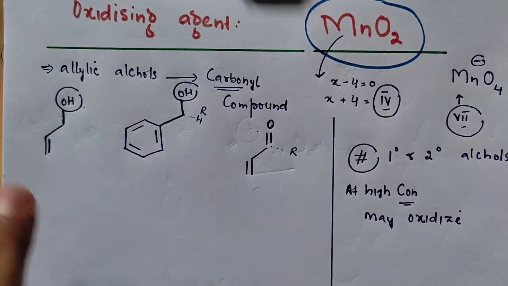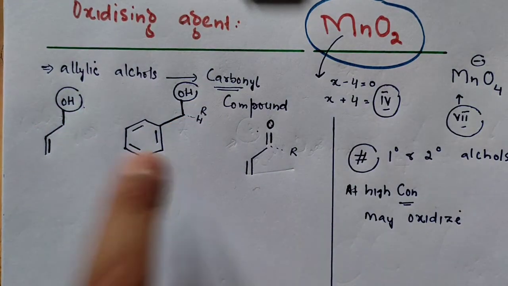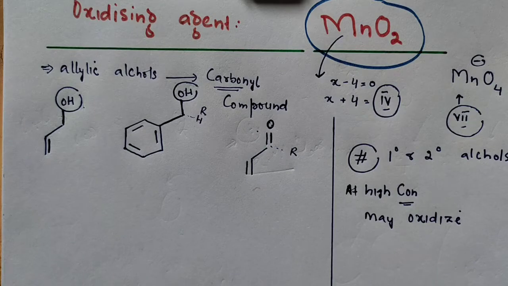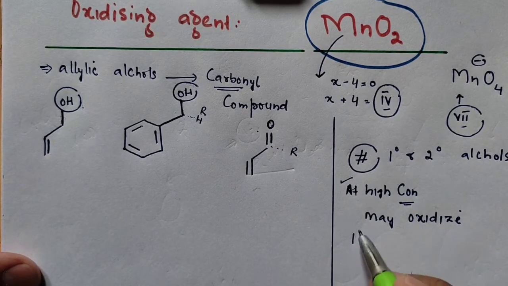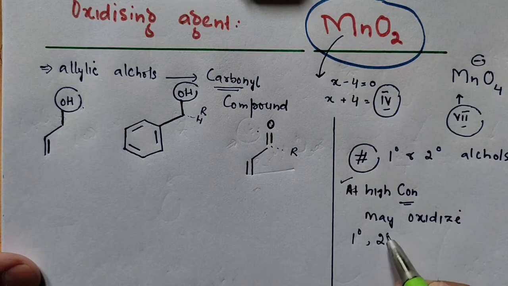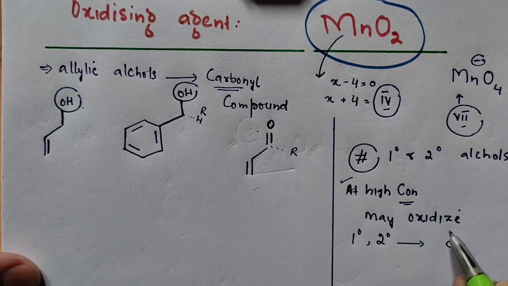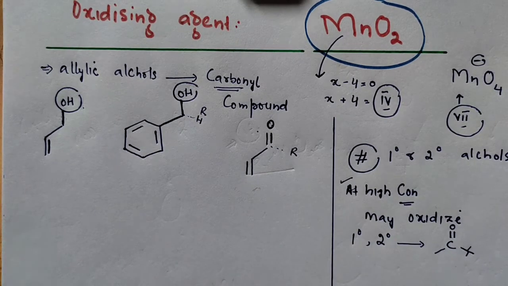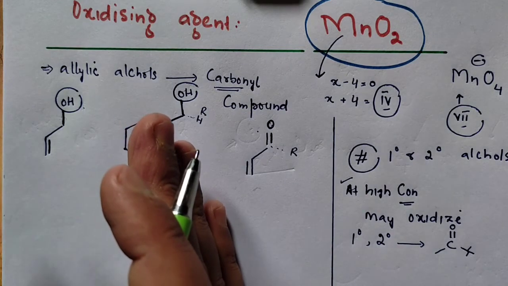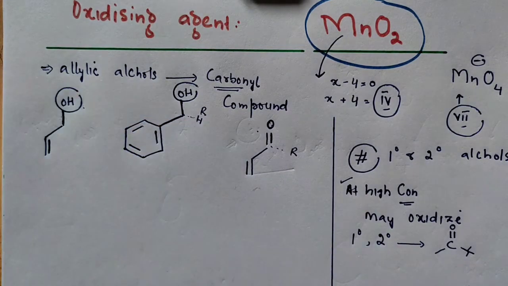It converts selectively allylic alcohols to carbonyl compounds, whether in this form or in this form. Thik? Now, jo bache iske baad 1 degree and 2 degree alcohols. So it will not oxidize them normally. But yes, if concentration is very, very high, then it may oxidize your primary alcohols to carbonyl compounds. So at a very high concentration, it may oxidize 1 degree or 2 degree alcohols to carbonyl compounds. Okay? Now, so this is a selective oxidizing agent from allylic alcohols to carbonyl compounds. This is the use of the question.